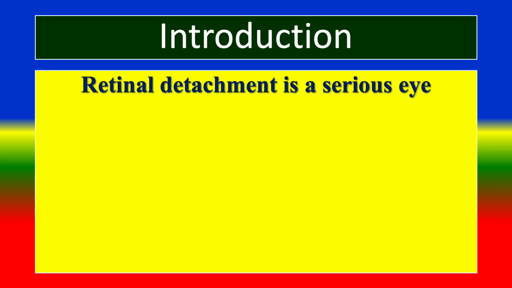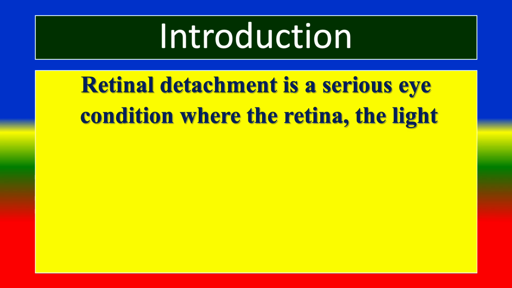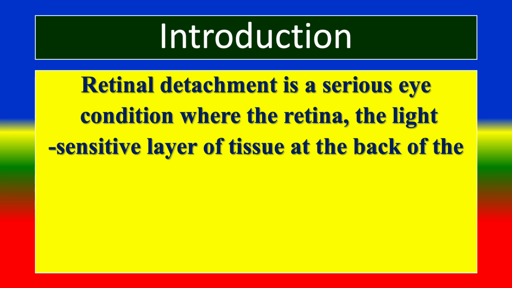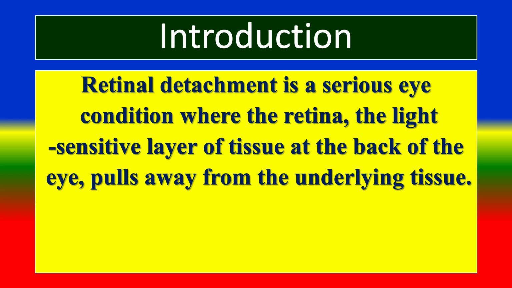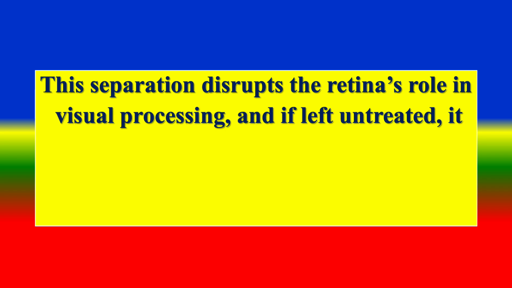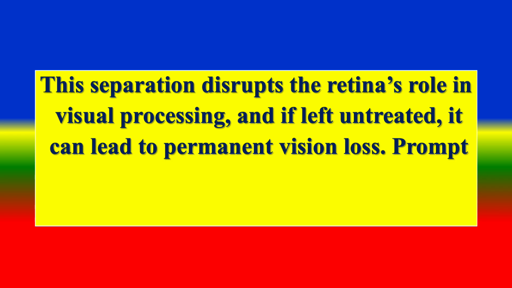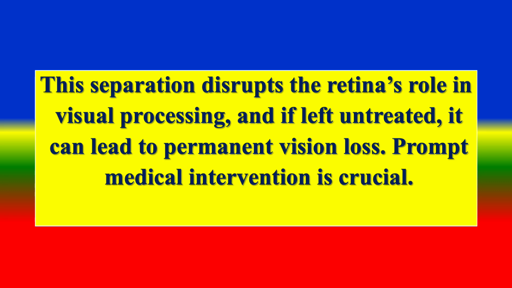Retinal detachment is a serious eye condition where the retina, the light sensitive layer of tissue at the back of the eye, pulls away from the underlying tissue. This separation disrupts the retina's role in visual processing, and if left untreated, it can lead to permanent vision loss. Prompt medical intervention is crucial.